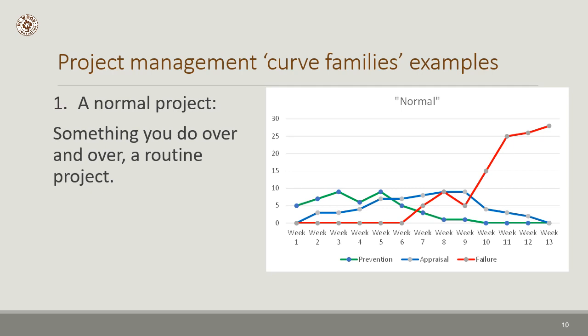Let's talk about what we mean by curve families. So here might be data collected over 13 weeks for a normal project. This is sort of a run-of-the-mill project that you do a lot of. And you can see on here that we've collected 3 different categories of data. We're using the words prevention, appraisal, and failure on this chart, which is the older language.